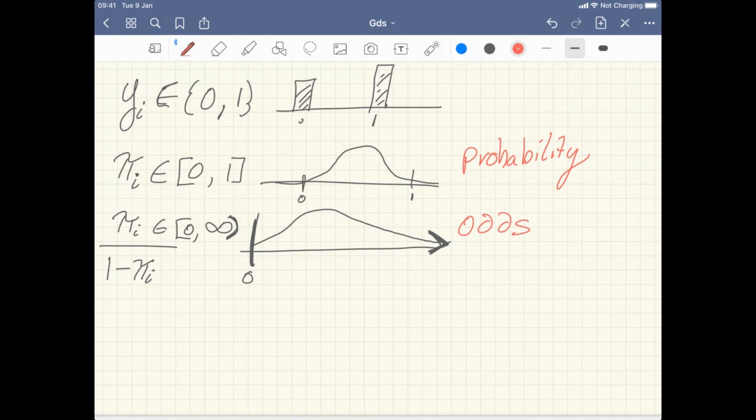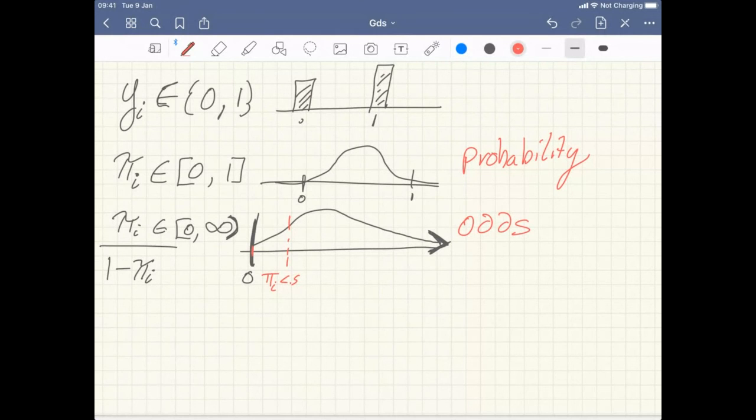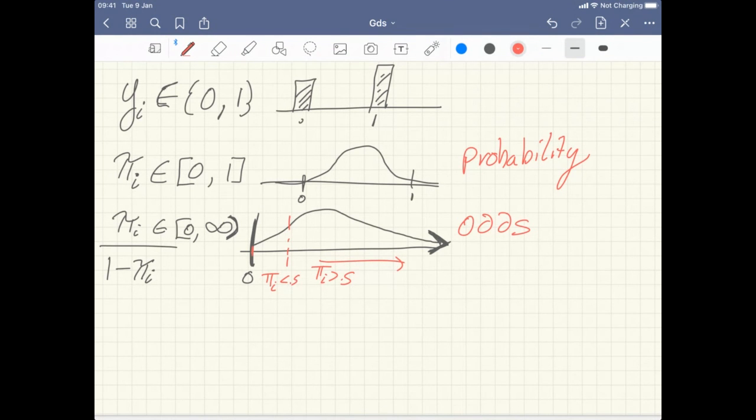If we have a distribution that goes from 0 to infinity, and there's a lot of space between 0 and 1, which occurs when pi is less than 0.5, so the odds is equal to 1 or smaller, and then when pi is greater than 0.5, we're all the way out here. So we can go anywhere from 1 to infinity. To stretch that out and make it something that's amenable to a normal model, we model the log odds.